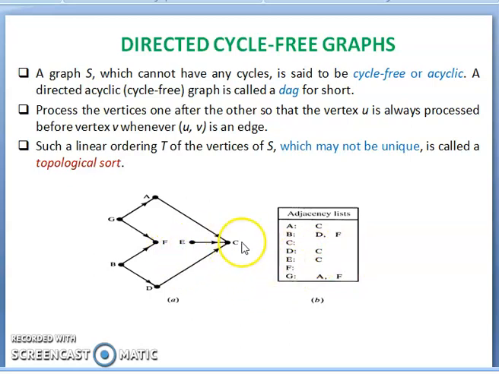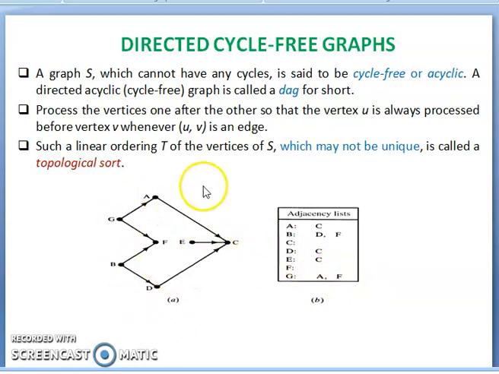And E, there is an edge from E to C. So that's why adjacent for E is C. For F, there is no path from F. That's why this is empty. G, from G to A is one, so adjacent is A. And from G to F, adjacent is F. For G, there are two adjacents. One is A and the second one is F.